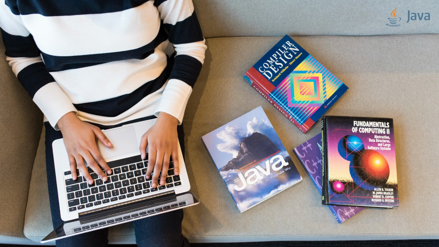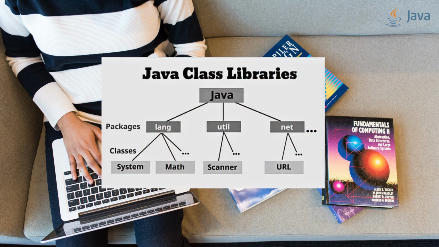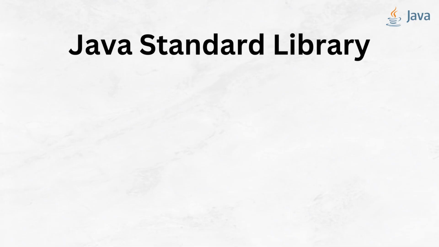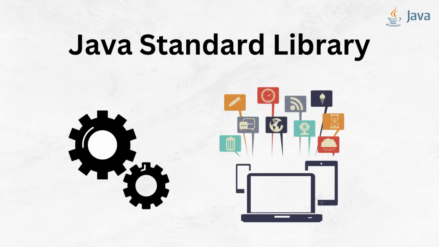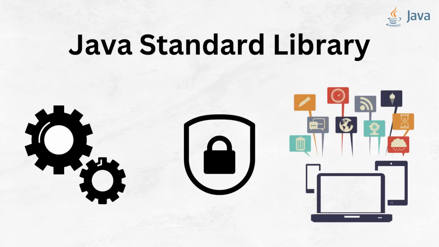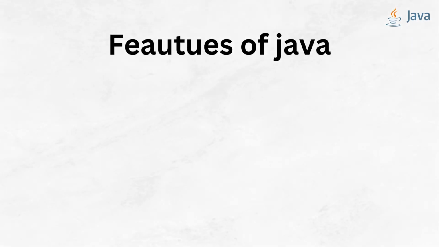Java is a powerful language with its extensive library of pre-built functions and classes, known as the Java Standard Library. This library provides developers with a wide range of tools to build robust and feature-rich applications. Additionally, Java has a strong focus on security, making it a trusted choice for applications that handle sensitive data. There are many features that Java has.